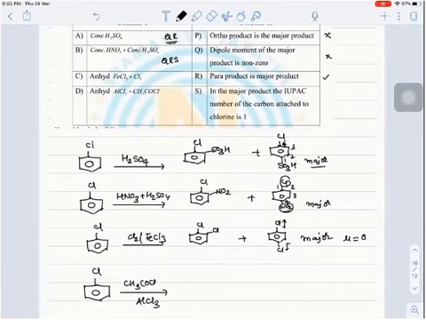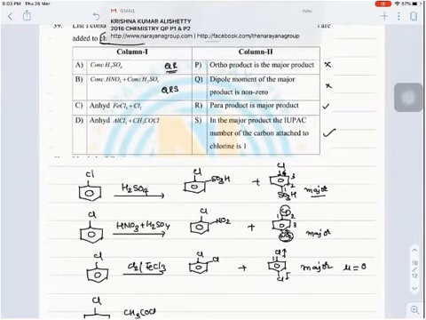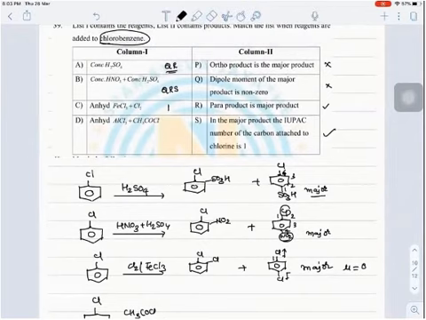Para product is major. Here its name is 1,4-dichlorobenzene, so the carbon attached to chlorine is 1. So this is also correct. So here the correct answer for C would be R and S.